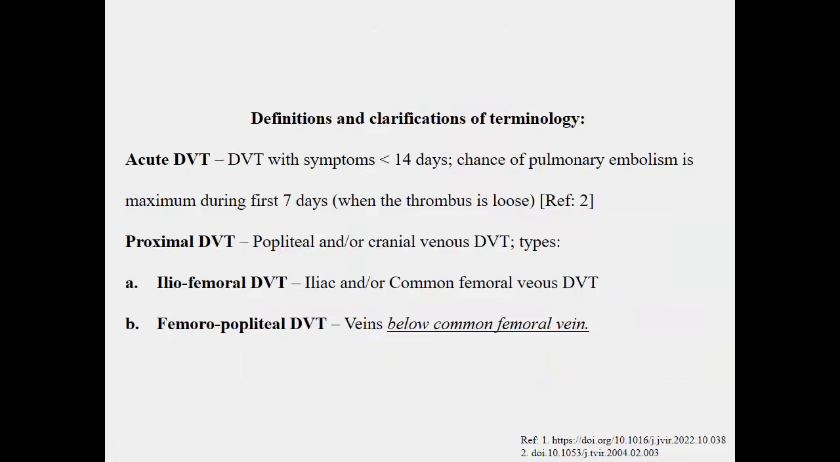Acute deep vein thrombosis means deep vein thrombosis with symptoms less than 14 days duration. Early acute deep vein thrombosis means duration less than 7 days, where the chance of pulmonary embolism is maximum as the thrombus is loose.